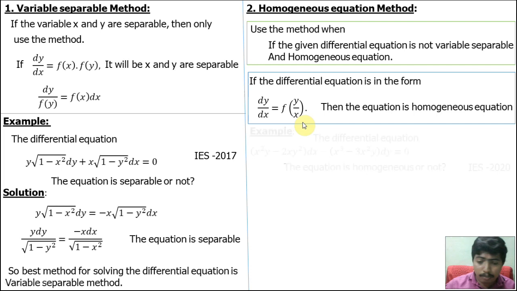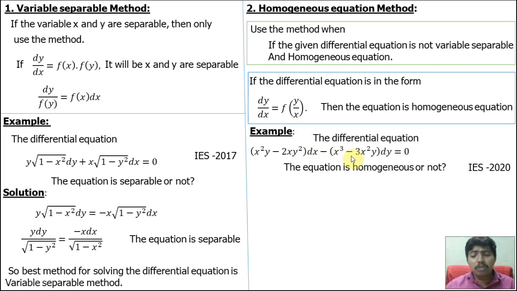For example, here the differential equation is given. Here we cannot separate the variables x and y, so we cannot use the variable separable method for this problem. If this equation is a homogeneous equation, we may choose the homogeneous equation method, or otherwise we may choose any one of the other methods. Okay, now we will check. We will simplify this equation like this.